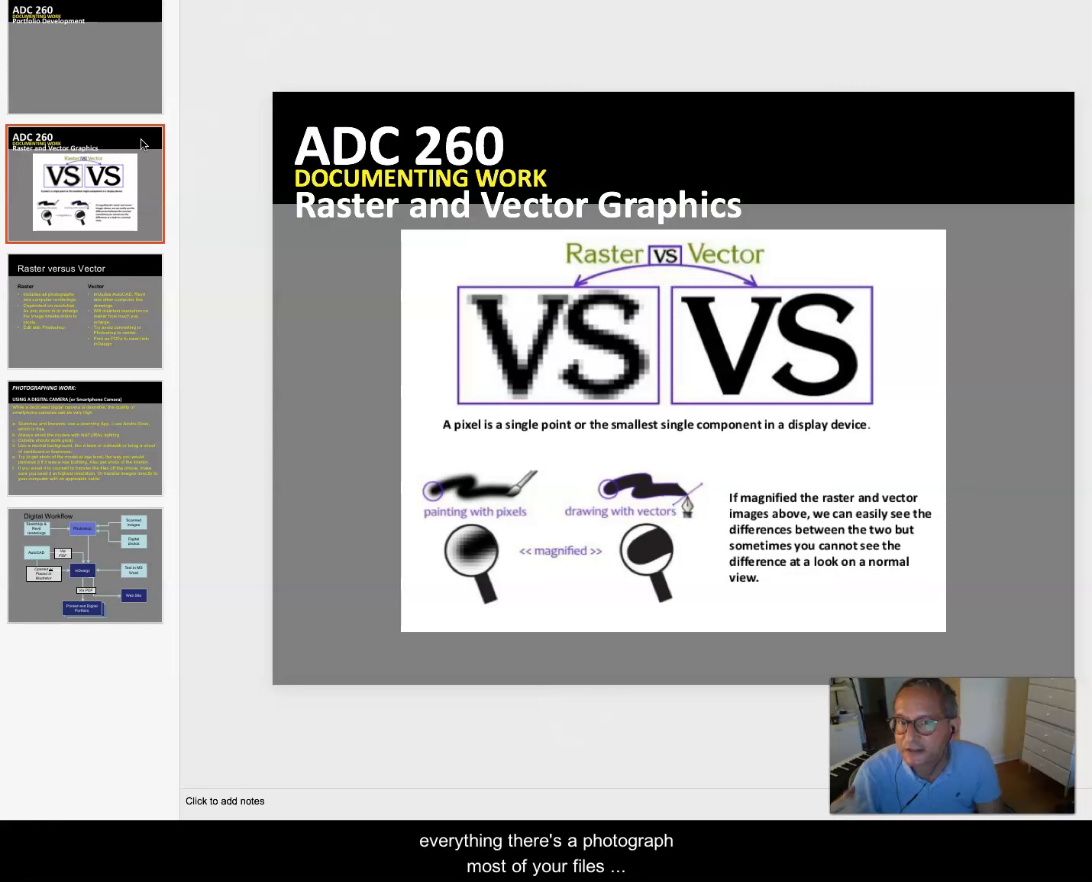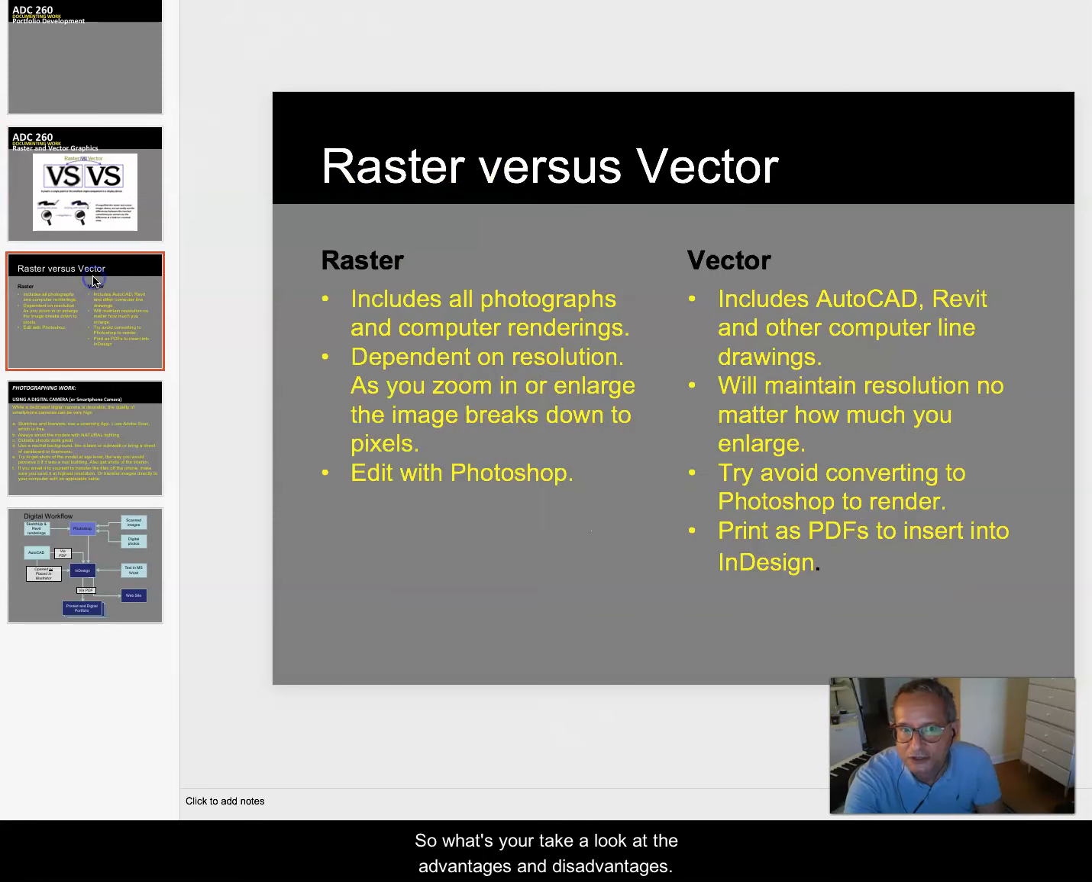So everything that is a photograph, most of your files in Photoshop, most of the images that you get over the internet, those are all raster images, JPEGs, all of that group of images. So in our portfolio, you're going to have both raster and vector images in using InDesign. So let's just take a look at the advantages and the disadvantages.